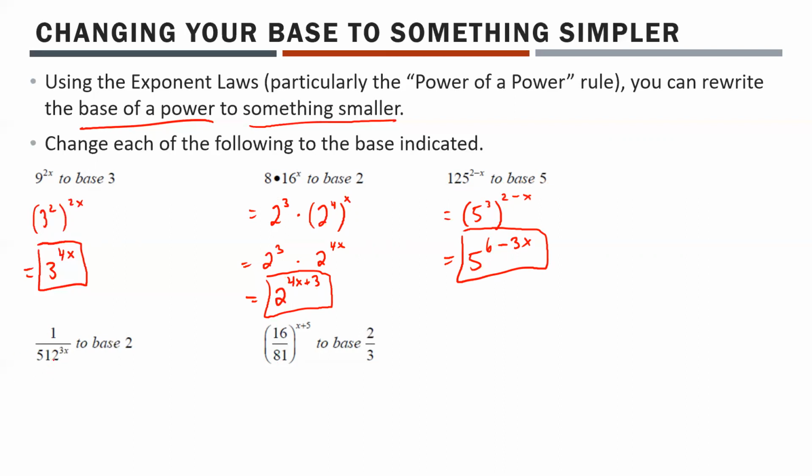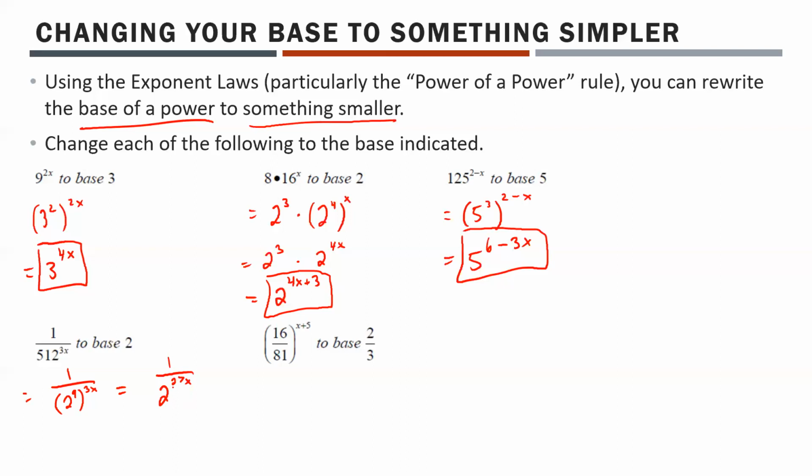1 over 512, 3x. We want to change this to a base of 2. Let's focus in just on the 512 first, okay? That's going to be my hint on this one. 512 is actually 2 to the power of 9, okay? If you didn't know that, you could just play around with it and find it until you get there. But I can start right off the bat by saying that this is 1 over 2 to the power of 9 to the power of 3x. Now I'll clean up that denominator a little bit more here. We'll say that's 1 over 2 to the power of 9 times 3x, which is 27x.